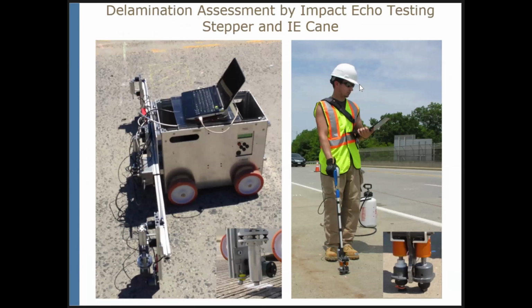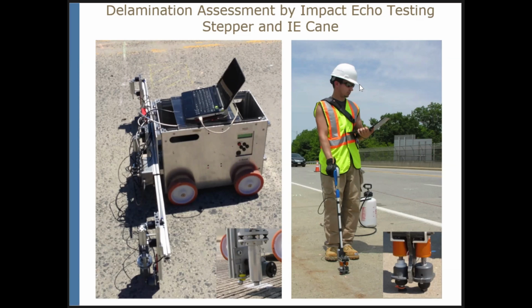Moving to the next technology, Impact Echo. We are using different devices. Probably now we are most commonly using the one on the right side, which we call the Impact Echo Cane, and this is what we built ourselves. On the left side is another device, the Stepper, which is, you may say, a semi-automated system with multiple Impact Echo probes.